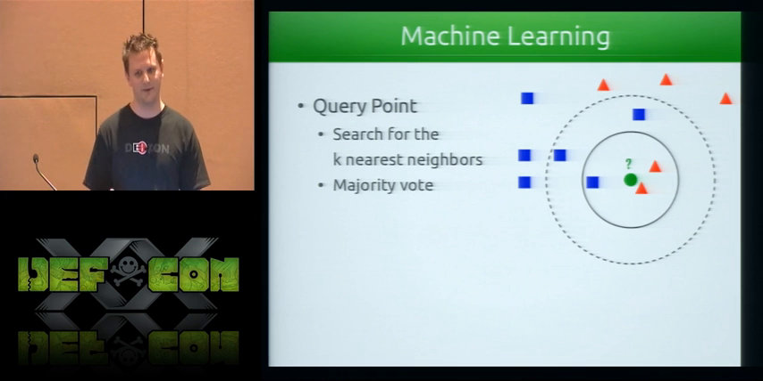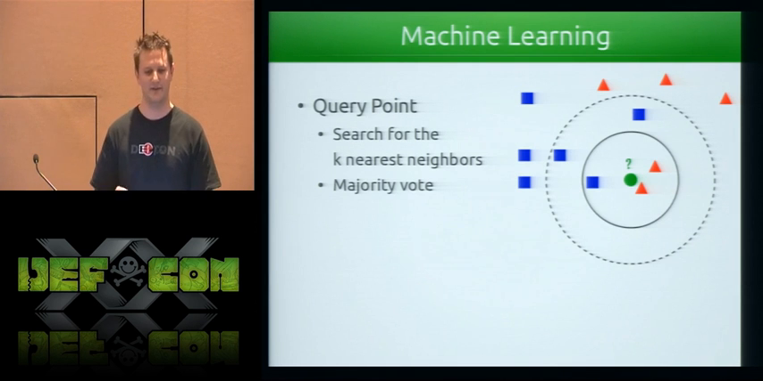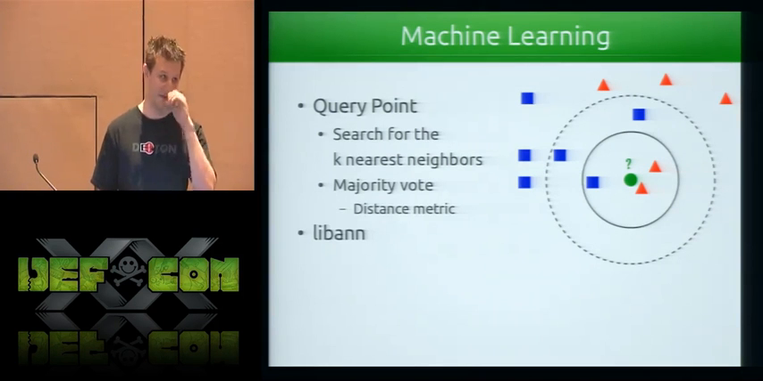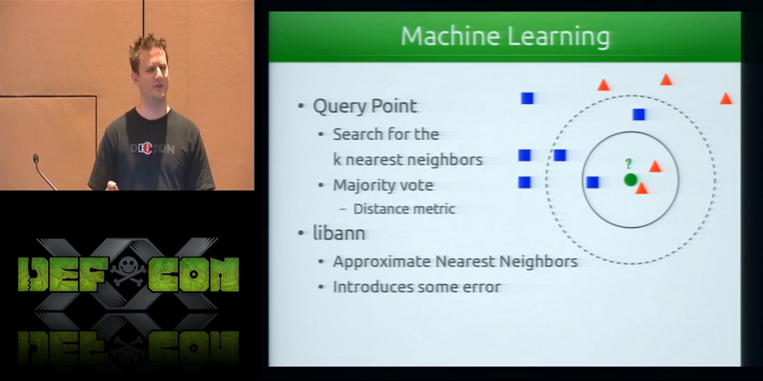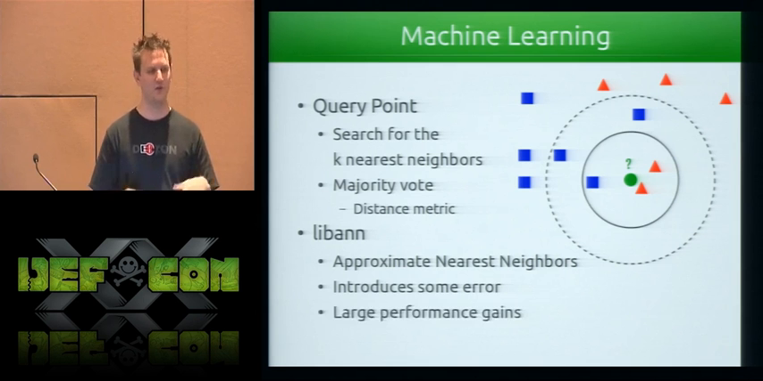So you want to tune your data and classification according to your data set. We also use a distance metric, like I said. We use libANN to do that, which is the approximate nearest neighbors library. It's approximate nearest neighbors because you introduce a tiny bit of error in the search space, but you get huge performance gains.